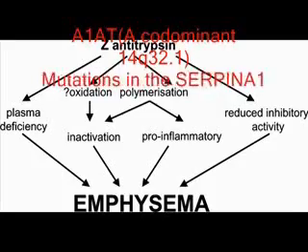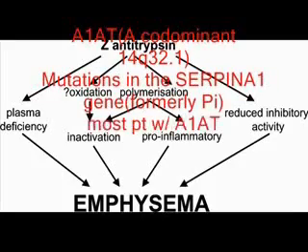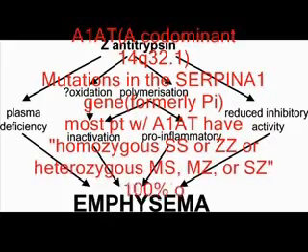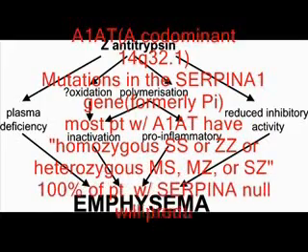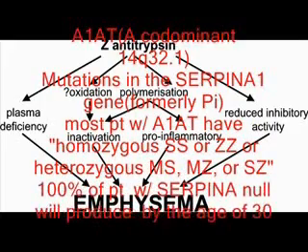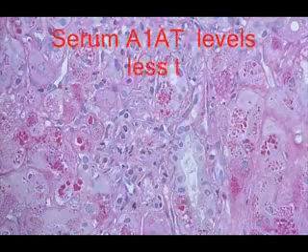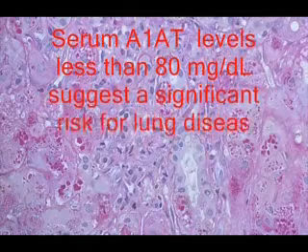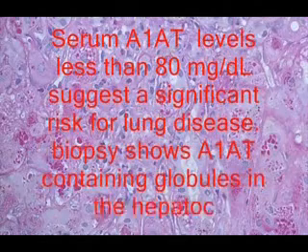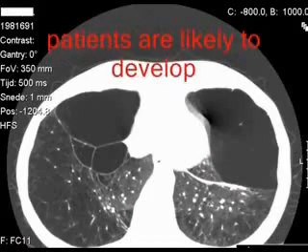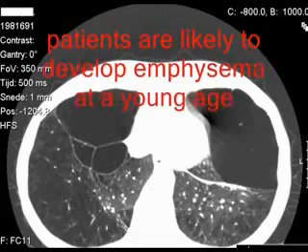Third one is the alpha-1 antitrypsin deficiency due to mutation in the SERPINA1 gene, and most patients with alpha-1 antitrypsin deficiency have the homozygous MM or the ZZ. When the serum alpha-1 antitrypsin is less than 80, the patient is likely to develop emphysema.